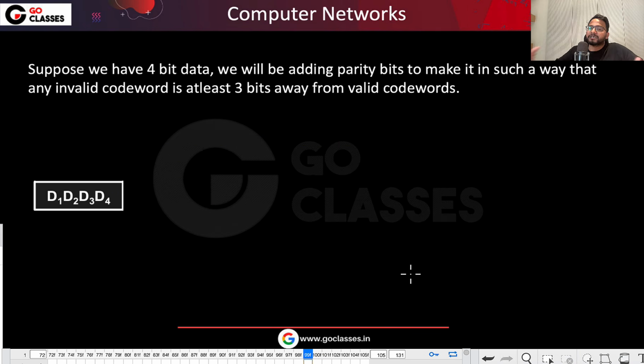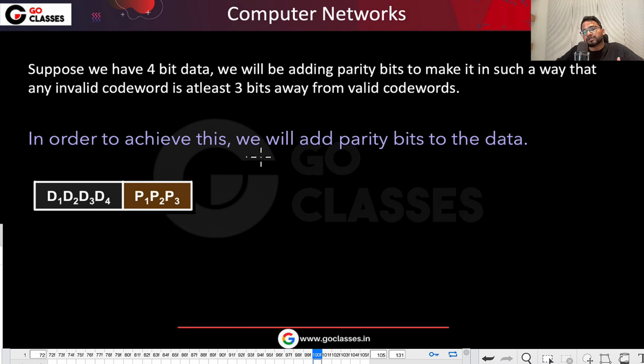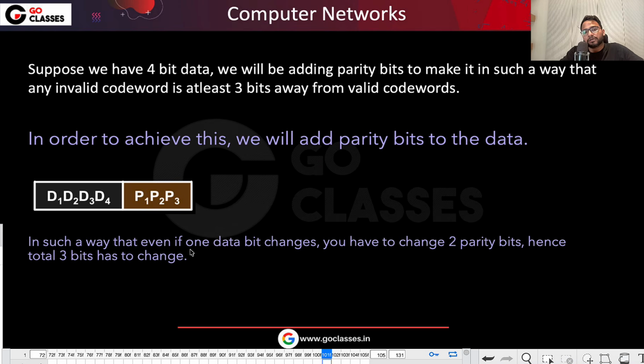Originally you have the data, right? Then we will be adding the parity bits. Here we are adding three bits. In order to achieve this, we will be adding parity bits to the data such that any two valid code words are at least 3 bits away. How? Let me tell you.